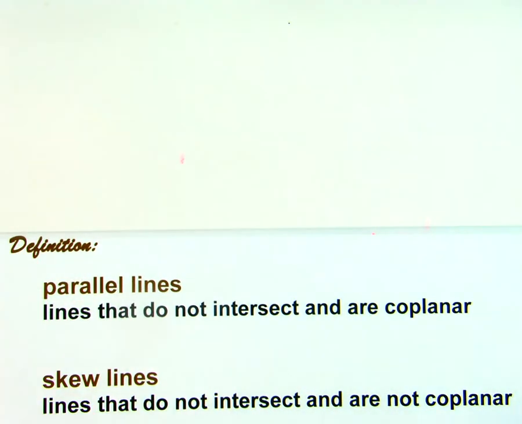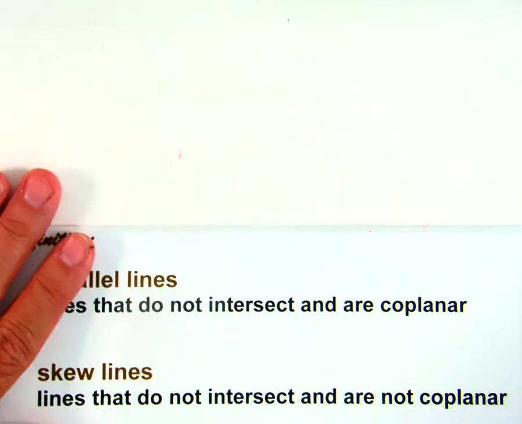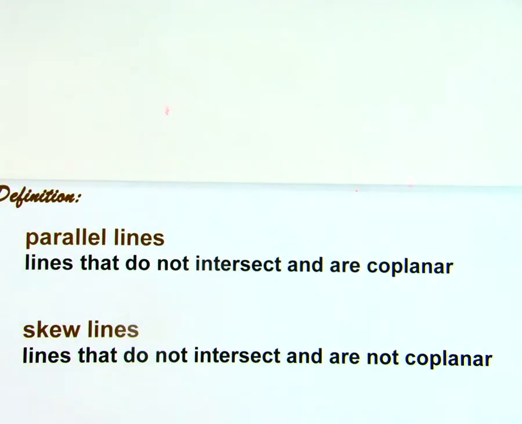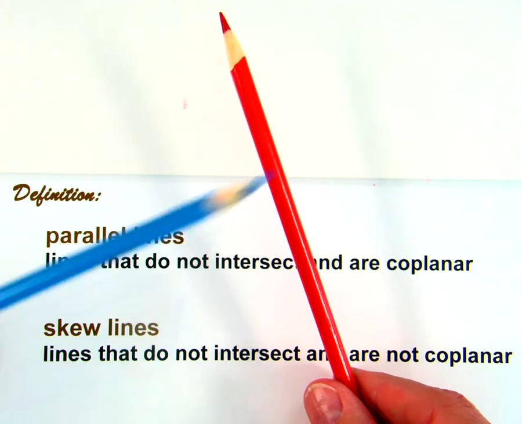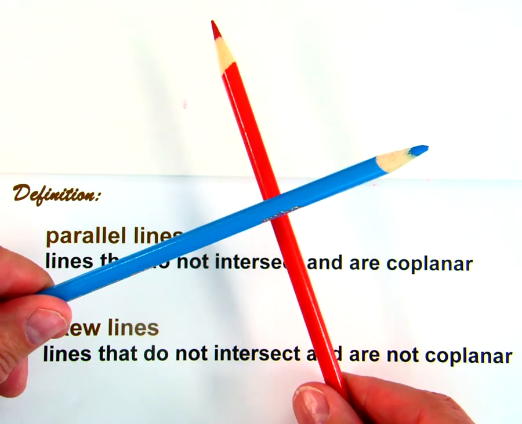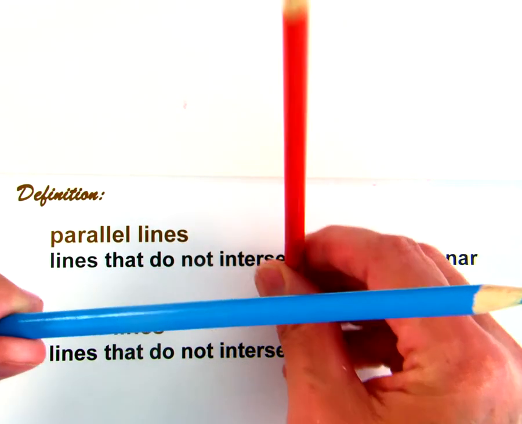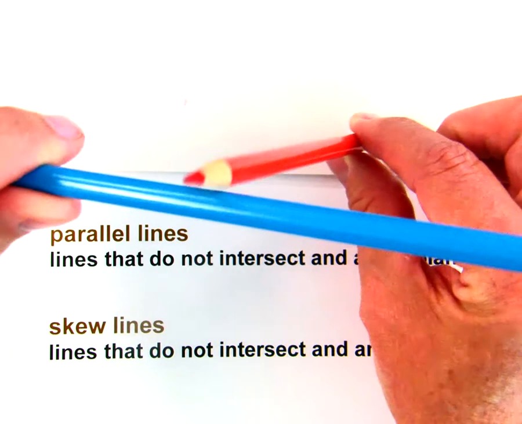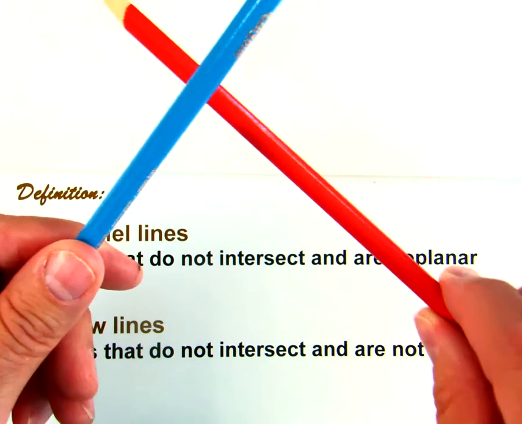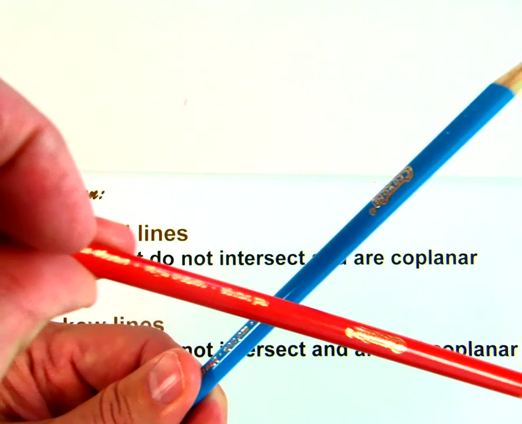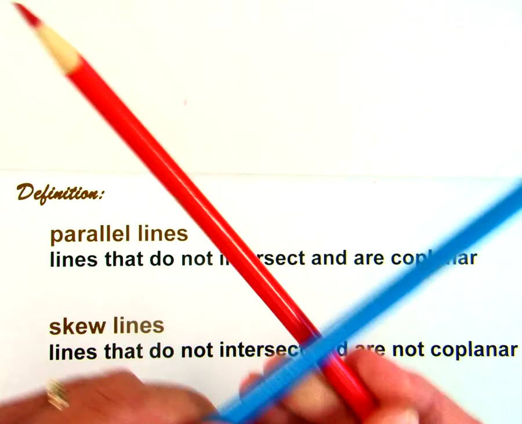Skew lines. Skew lines are in three dimensions, not merely in two on a plane. They do not intersect and they are not coplanar. So if we have a red pencil line and a blue pencil line, oh, it looks like they intersect, but no. When I rotate it for you, you can see they're not actually intersecting. See, I'll rotate them. They come around, and you can tell they're not intersecting. They are skewed, is what we call them.